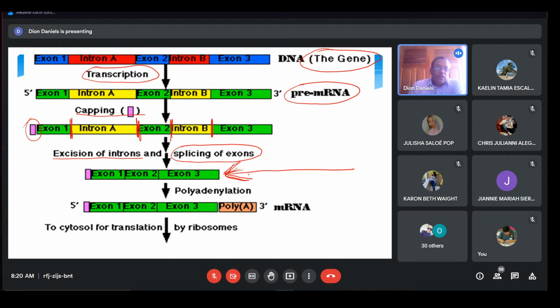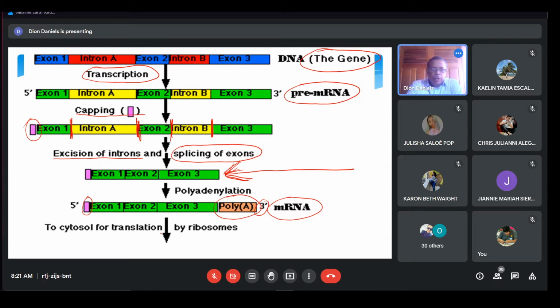The last step in RNA processing is polyadenylation. So it's a capping of the 3' end with this poly A tail, and that helps to protect this end from digestion by ribonucleases as well. After we have our exons only, our 5' end capped, and our 3' end also capped, we end up with what is called a mature messenger RNA, which is then ready to go to the cytosol for translation by ribosomes.